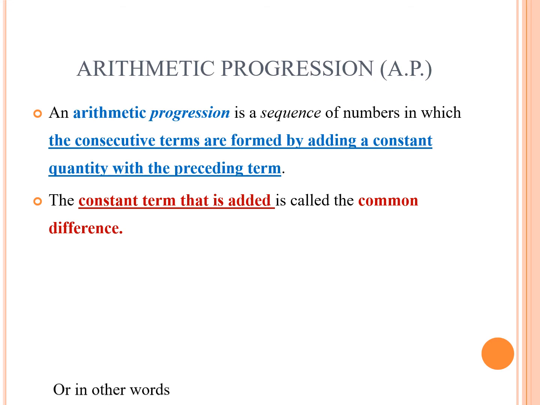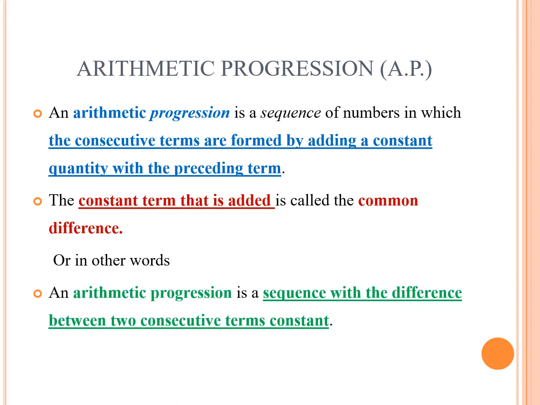The arithmetic progression can also be defined as follows. An arithmetic progression is a sequence with the difference between two consecutive terms constant. In an arithmetic progression, the difference between any two consecutive terms will be the same, and the difference is called the common difference.